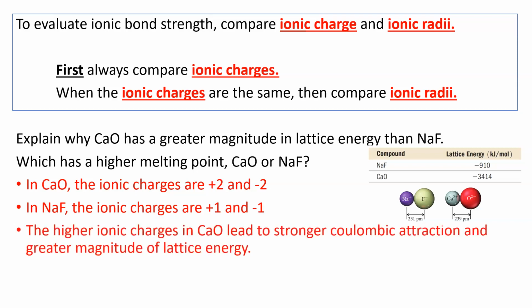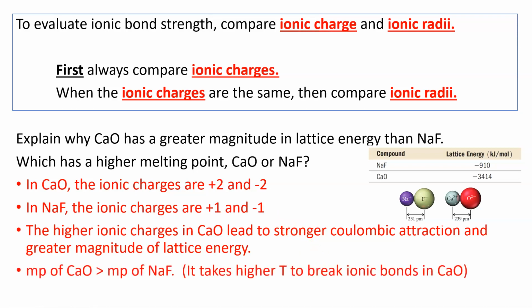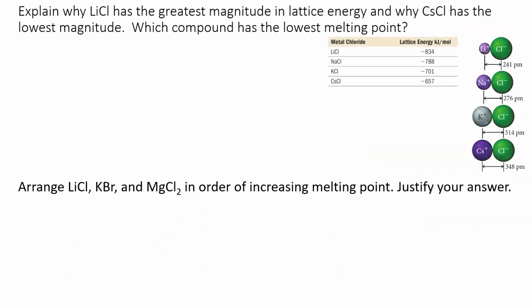We can see that the higher ionic charges in CaO would lead to a stronger Coulombic attraction and the greater magnitude of the lattice energy. If I have +2 and -2, they attract each other more strongly. That gives us the higher Coulombic attraction and the greater magnitude of lattice energy. Therefore, the melting point of CaO will be greater than the melting point of NaF because it takes a higher temperature to break the ionic bonds in CaO because of that stronger attraction and the greater lattice energy.